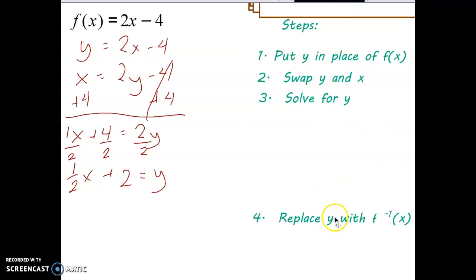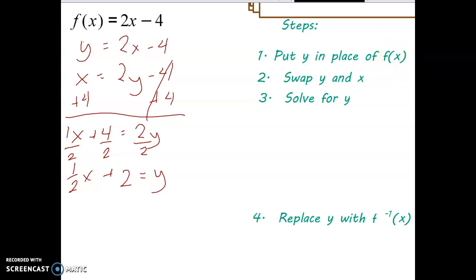And then my last step, replace the y that I have with f inverse x. You remember this -1 right here above the f? That's not really an exponent necessarily. It's just to inform us that this one is going to be the inverse as opposed to this one that's just plain old f, that's the original function.